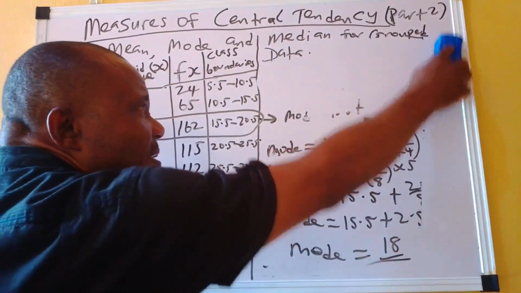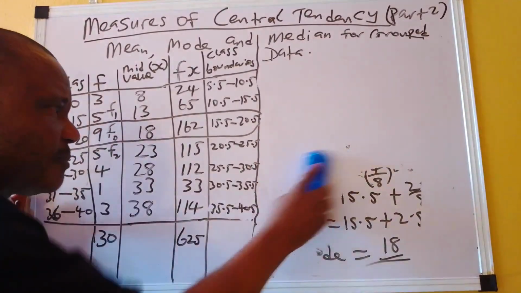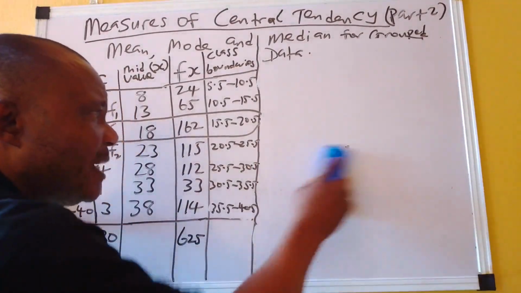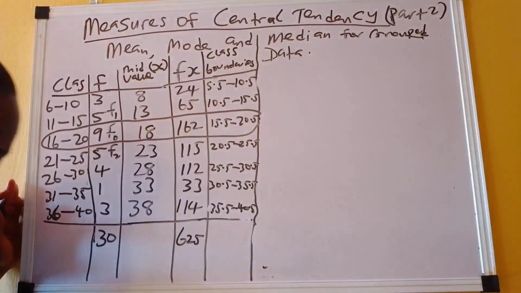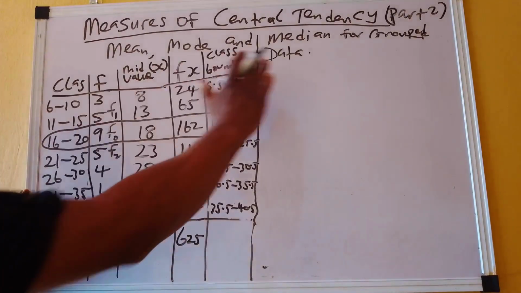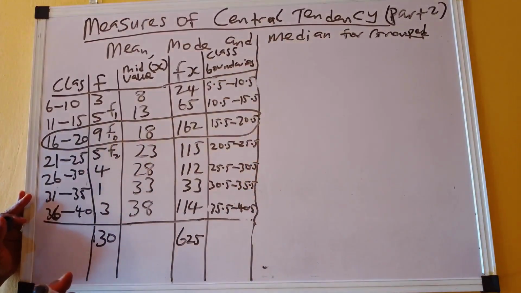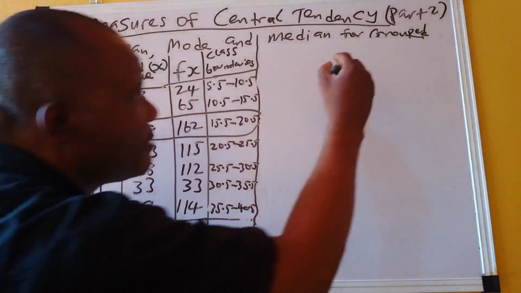Very, very clearly. Now, I want to write on the median. Before you write on the median, you must have what we call the frequency, cumulative frequency column. The cumulative frequency column is very important. Let me first of all write the formula for the median.